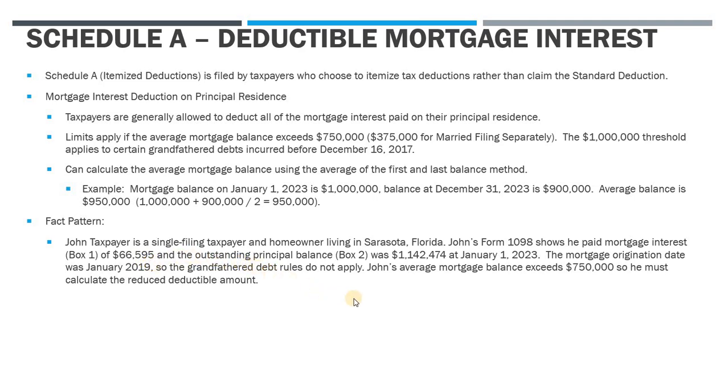So in this example, we have John taxpayer. He's a single filing taxpayer and homeowner in Sarasota. His 1098 shows that he paid mortgage interest of $66,595, and the outstanding principal balance on the 1098 was $1.14 million at the start of the year. The mortgage origination date was in Jan 2019, so these grandfathered increased thresholds don't apply.